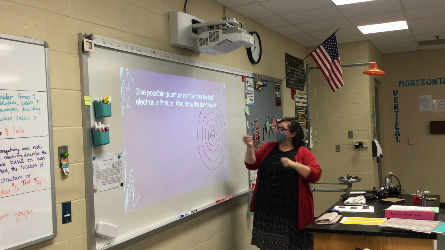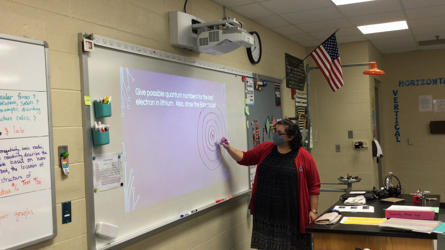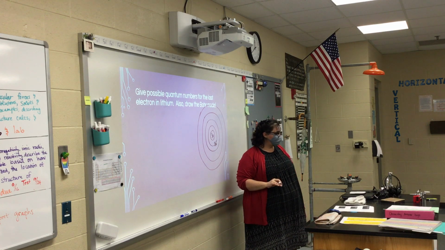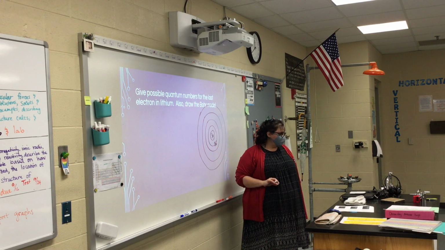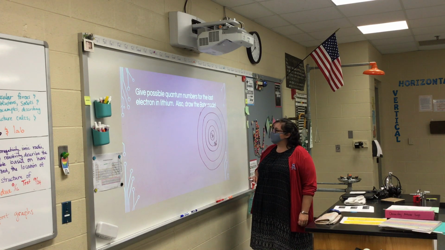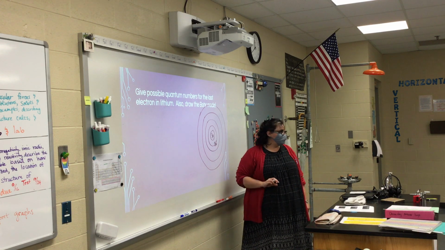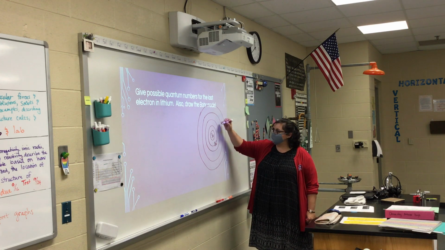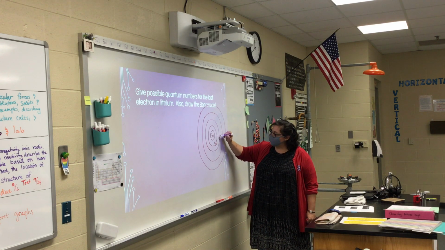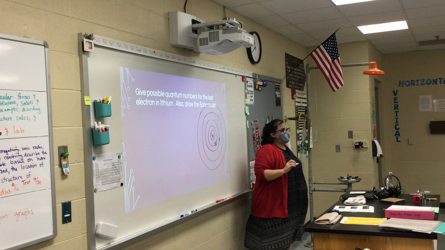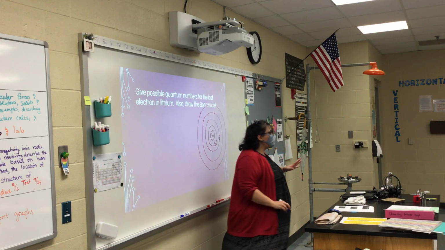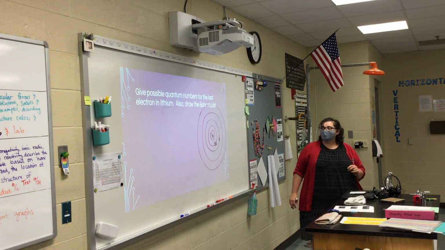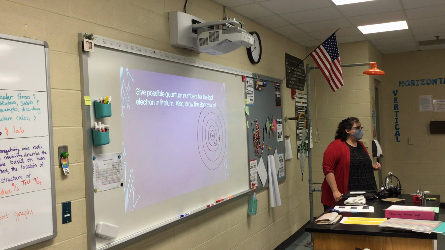Because we can only put 2 electrons maximum in that energy level. Okay? So then, how many electrons do I have left over? 1. And where's that 1 electron going to go? The next energy level. So here's my 1 electron in that energy level. Now here's the thing about quantum numbers. We can write quantum numbers for every electron in an atom.